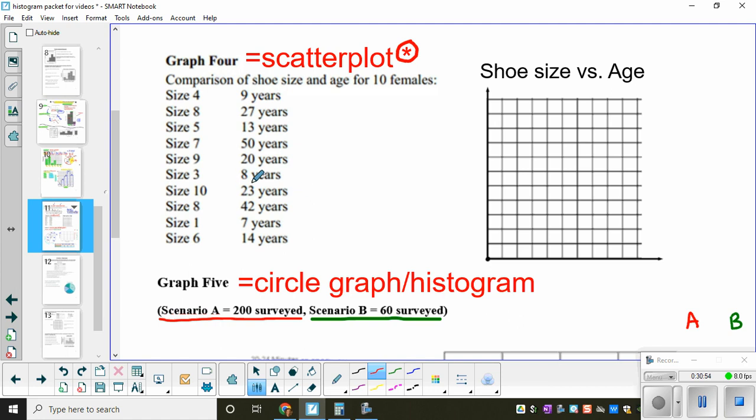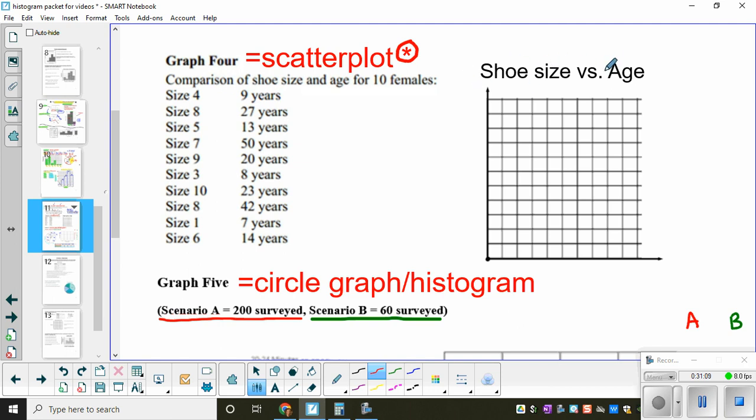But if not, like I said, it's super simple and I just wanted to show you guys one. First thing that we're just looking at, we've got a comparison of different shoe sizes and the age for 10 females. It looks like we've got the data here for 10 people, okay?